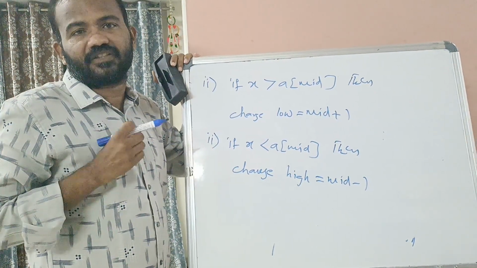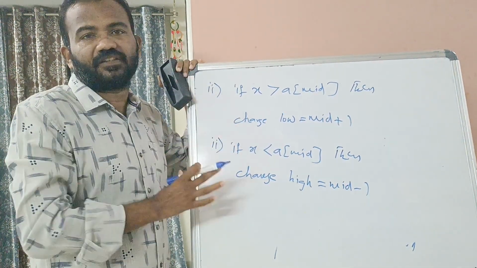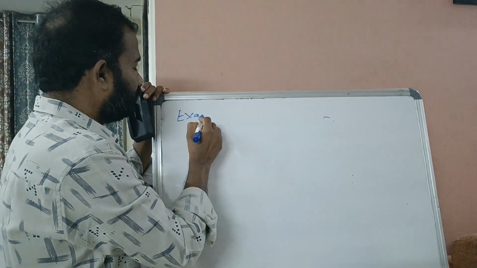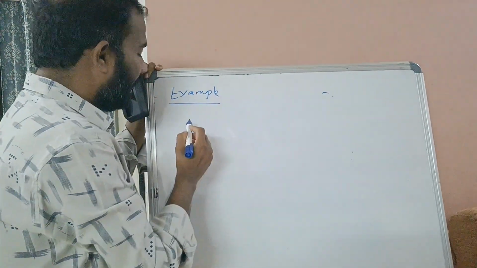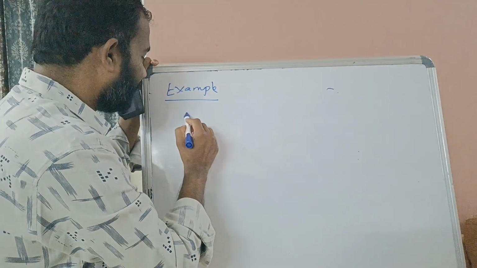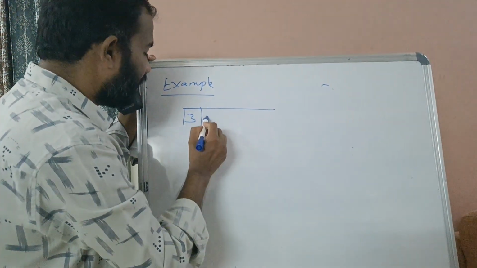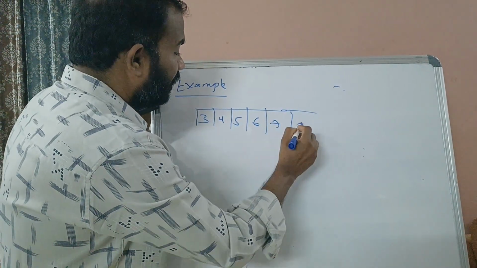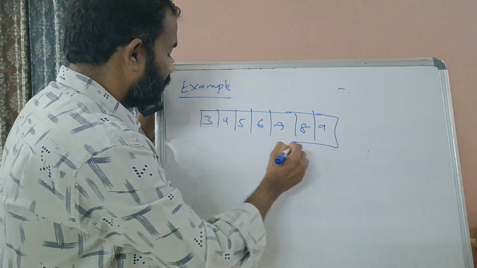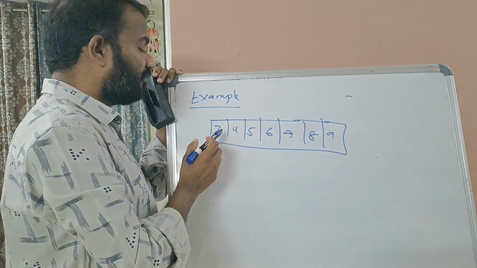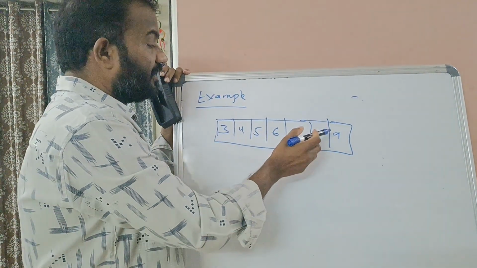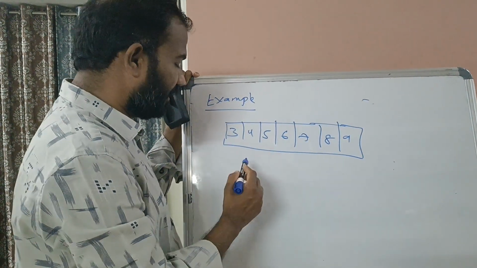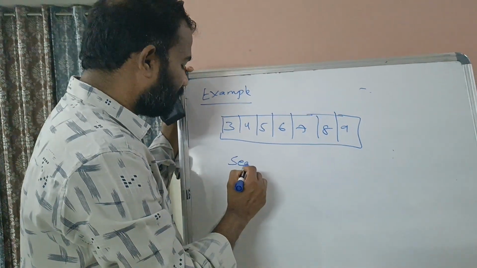Okay, now we have to discuss one example using these steps. Example: array. Suppose there are some elements: 3, 4, 5, 6, 7, 8, 9. So how many elements are there in total? 1, 2, 3, 4, 5, 6, 7. Seven elements. Suppose the search element, we are assuming, is x.